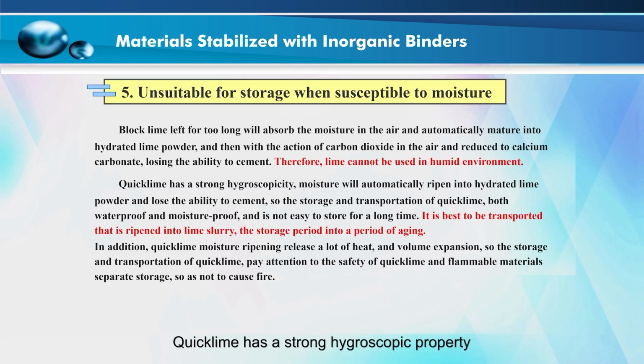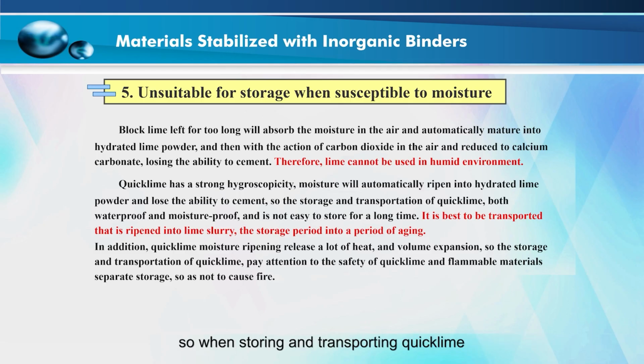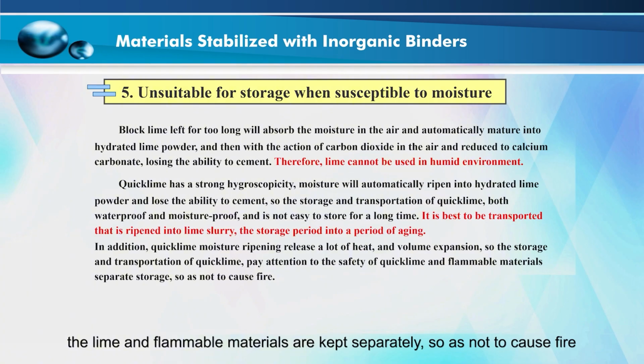Quicklime has a strong hygroscopic property. Moisture will automatically mature it into slake lime powder and it loses the ability to gel. So when storing and transporting quicklime, it should be waterproof and moisture-proof and not stored for long. It is best to mature it into lime slurry after delivery and change the storage period into the aging period. In addition, when the lime is moistened, a lot of heat is released and the volume expands. So in the storage and transportation of lime, pay attention to safety. The lime and flammable materials are kept separately so as not to cause fire.